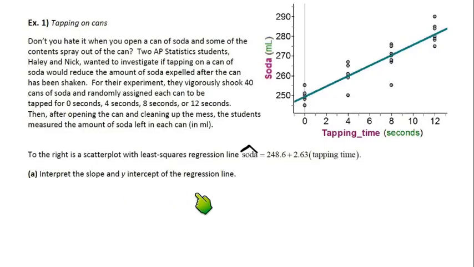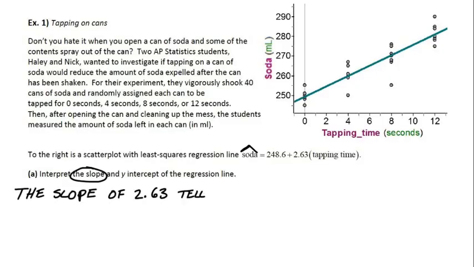So the slope, which is 2.63, what does that mean for us? What does that tell us? Okay, so remember, slope is rise over run. So you go up 2.63 over 1. So over 1 second, up 2.63. So for every 1 second more you tap on this can, there's 2.63 milliliters more left in the can.